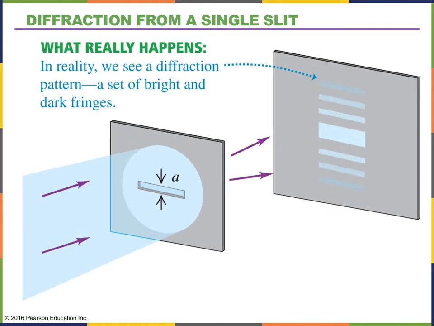However, that's not what we see. If the slit is small enough, because that's important to see diffraction, we're actually going to see a set of bright and dark fringes on the screen. That's going to be the consequence of both diffraction and interference.